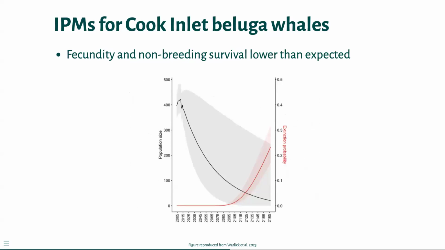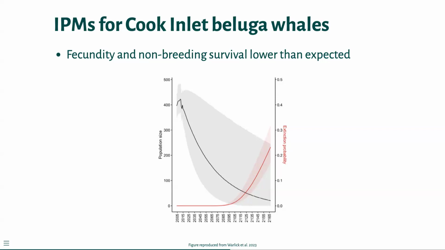Again, there are confidence intervals on these plots. This is the model estimate of the population trajectory over that time period. And then she's plotted the extinction probability here on the other y-axis. So she found that over a 150-year period, there's about a 25% chance that this population is going to go extinct. And she also found, through using that more complex capture-recapture observation model, that fecundity and non-breeding adult survival were lower than expected.